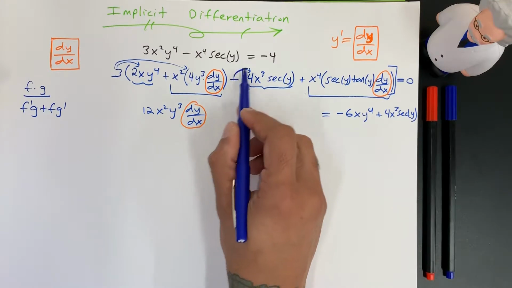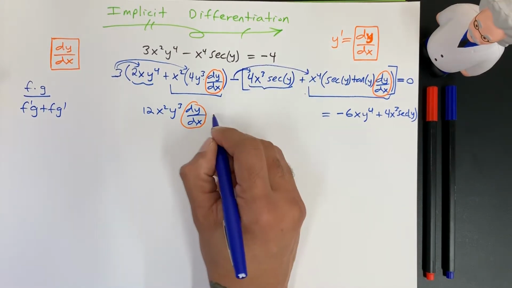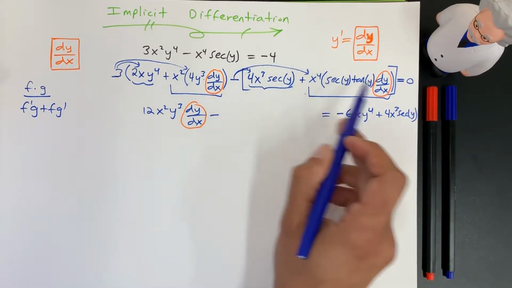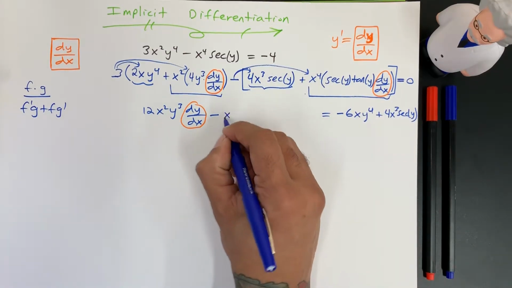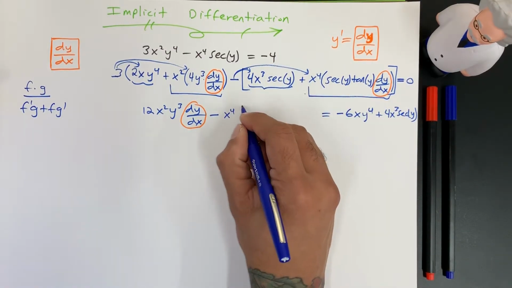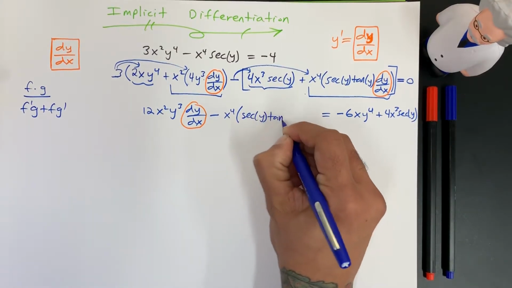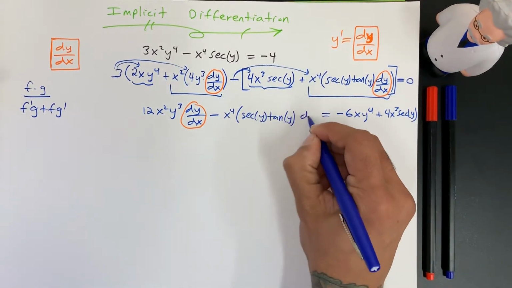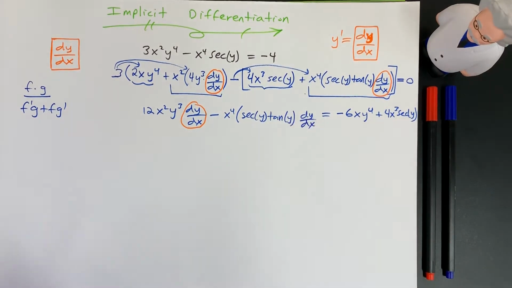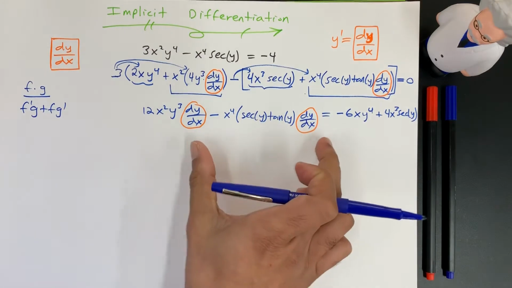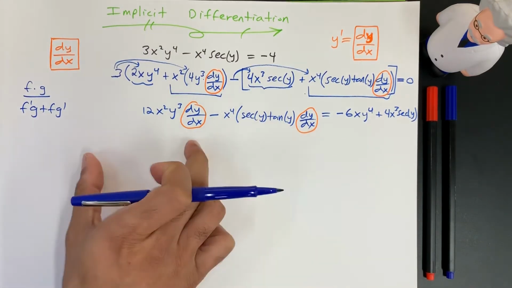So if I distribute this negative into this term, it's gonna stay negative because we're leaving it on the left side of the equal sign. And I'm just gonna rewrite everything here. So we got secant y, tangent y, and then we have dy dx. Right? Perfect. So now let's take out dy dx from both of these terms.